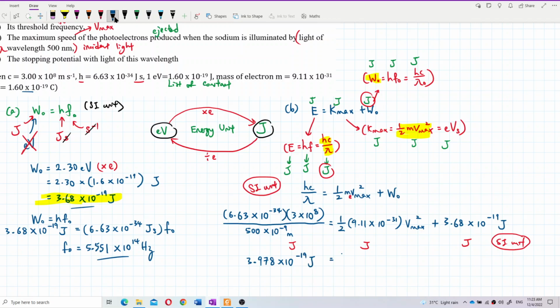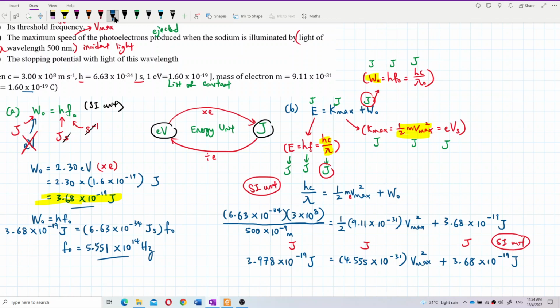Okay, and then half. Just calculate this one first: 9.11 exponent negative 31, divided by 2, or multiply by half. So you get 4.555 exponent negative 31. Okay, Vmax square, understand? And then 3.68 exponent negative 19 joule also.